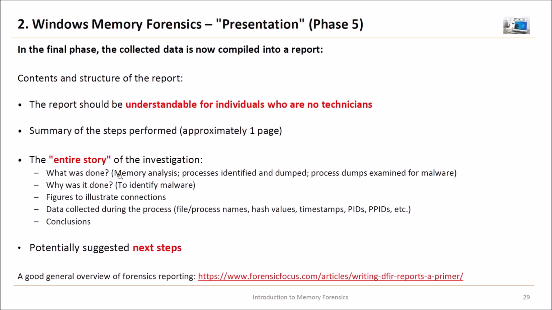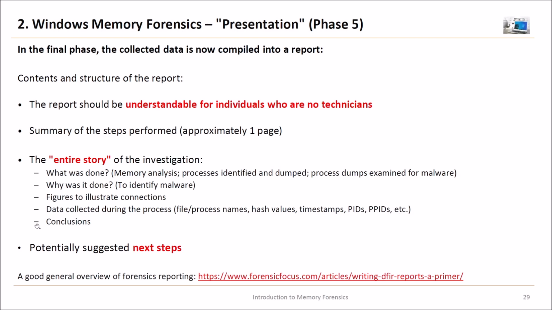What was done? We did a memory analysis, we identified processes and dumped them, we used the process dumps and examined them for malware. Why was it done? We wanted to identify malware. Then we could produce figures to illustrate connections between, for instance, processes or what we did so far and why we did it. You should also include all the data collected during the process. That's why I created all these text files. And you should mention all the file, process names, hash values, timestamps, process IDs, parent process IDs, etc.